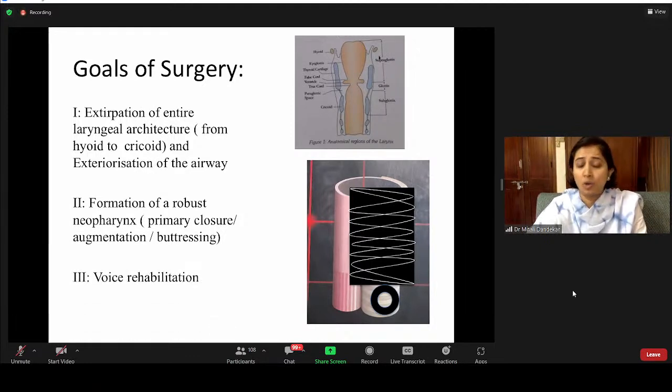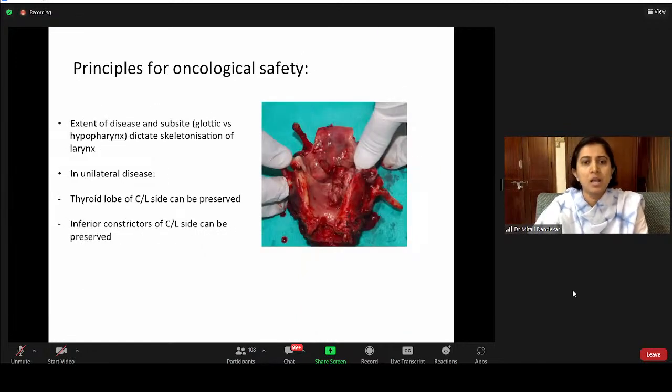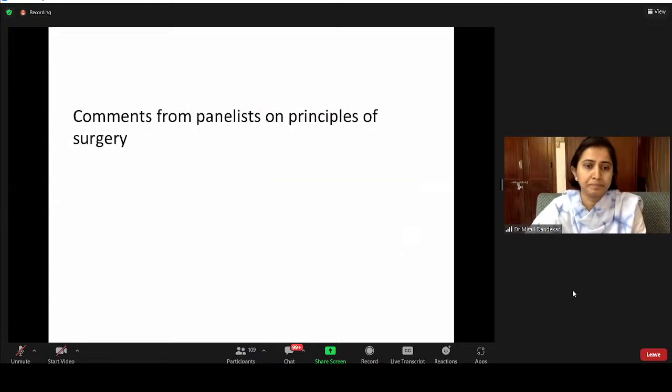And third, but not the least important, is voice rehabilitation. Principle similarly for oncological safety would be to assess the extent of the disease and subsite and dictate skeletonization based on the extent and the subsite. In unilateral disease, as is seen in this diagram, the thyroid lobe of the contralateral side can be preserved. Also, the inferior constrictors of the contralateral side can be preserved and can be used to buttress the suture line.